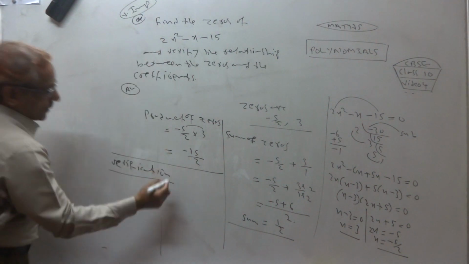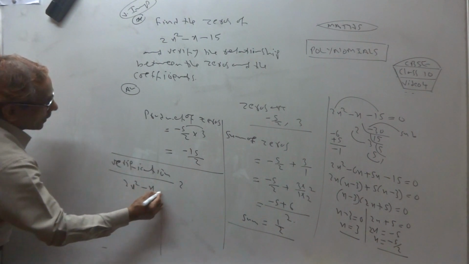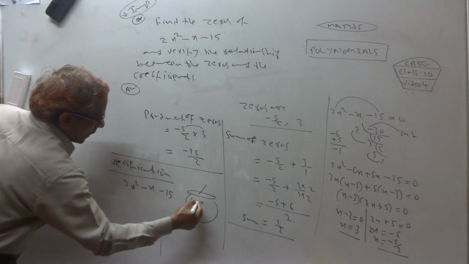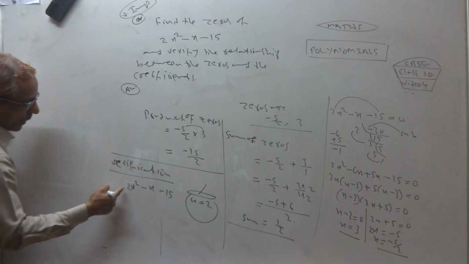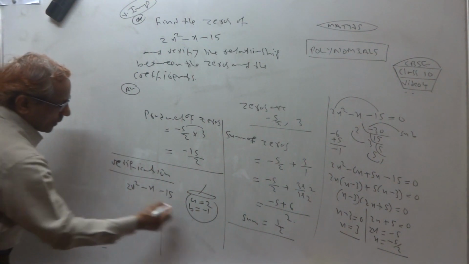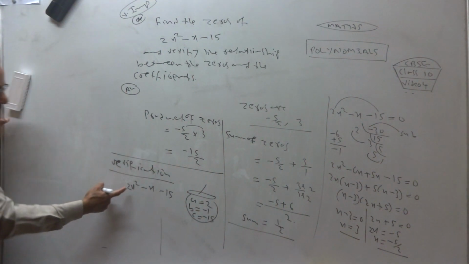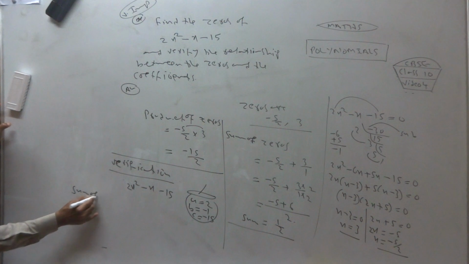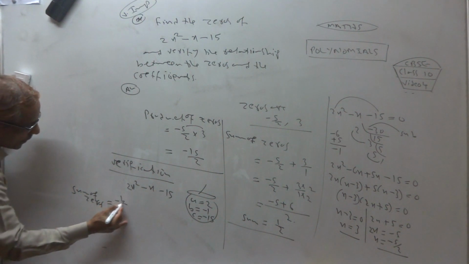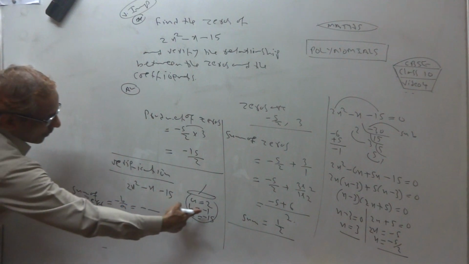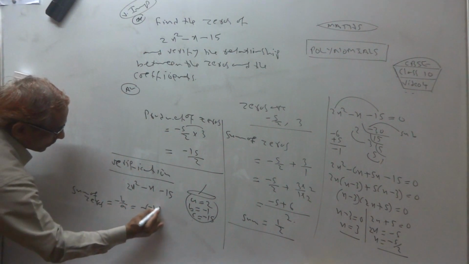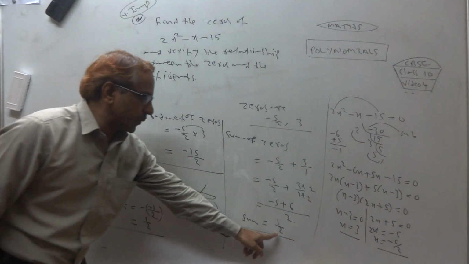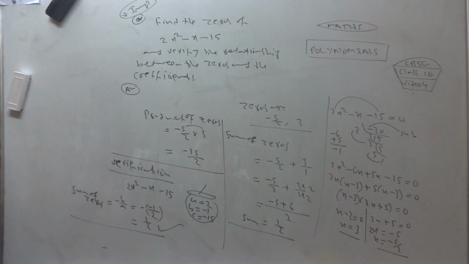Verification. Yes, 2x square minus x minus 15. What are A, B, C? A is 2, B is minus 1, C is minus 15. After that, sum of zeros, what is the formula? Minus B by A. So what is B by A? B is minus 1, A is 2. Minus minus plus, 1 by 2. Please check. Sum is 1 by 2. Is correct.